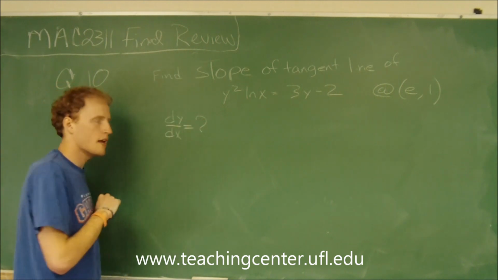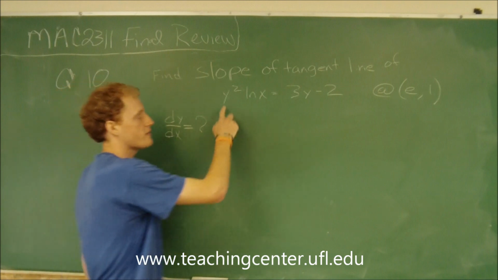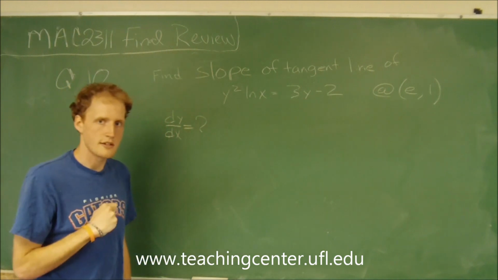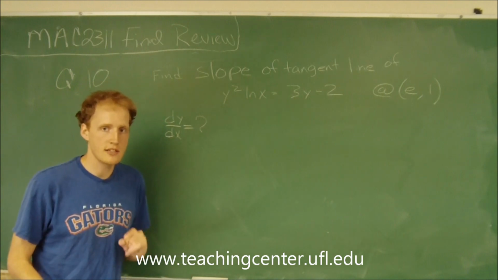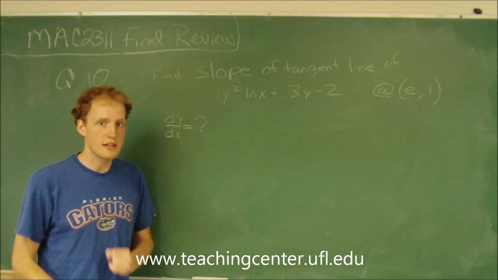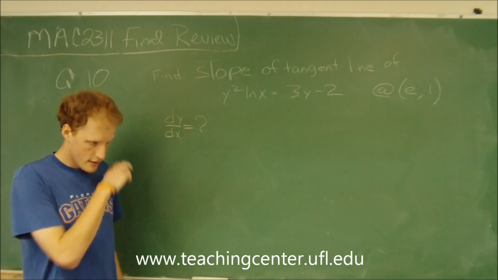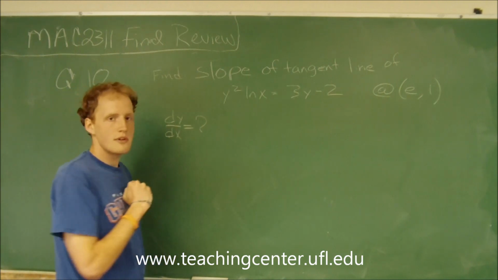So that means we have to take the derivative of this equation. Since there are y terms inside this equation, we have to use implicit differentiation. So let's take the derivative of it.